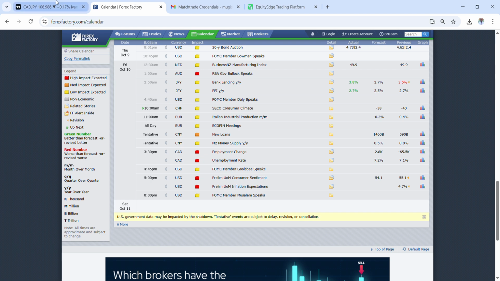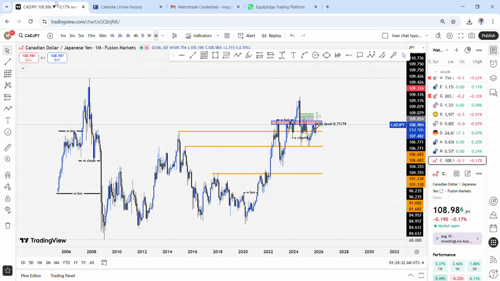So for that reason, when we go to CADJPY, we are going to analyze and know why I'm expecting something like sales today, not buys. So let's go to the monthly time frame, which I'm already on, and I take you through.